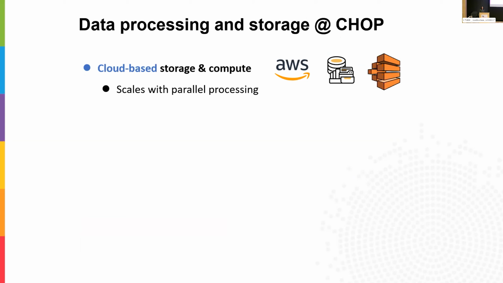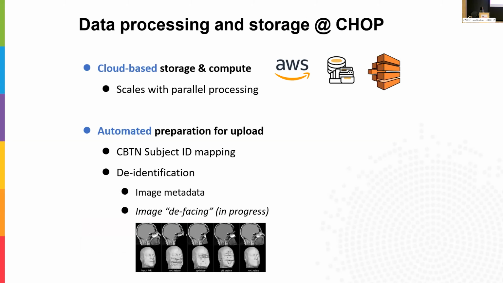Once the data arrives at CHOP, we store it in a cloud environment. We then also use cloud-based compute, and over the last year we have been able to create a process that can scale with the volume of data that we're receiving. So it doesn't matter if we're receiving 10 images or 1,000 images, we can process them efficiently and rapidly. Once we receive images, they are prepared for upload and subsequently uploaded, and that can involve things like de-identification to remove PHI and map subject identifiers to the images.